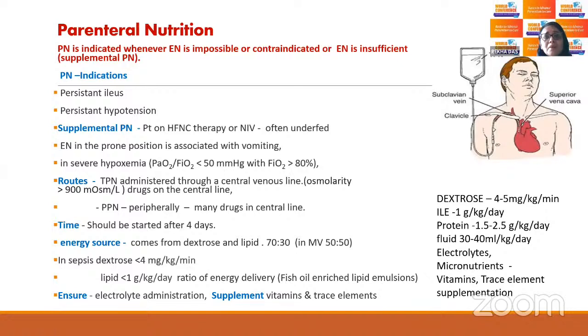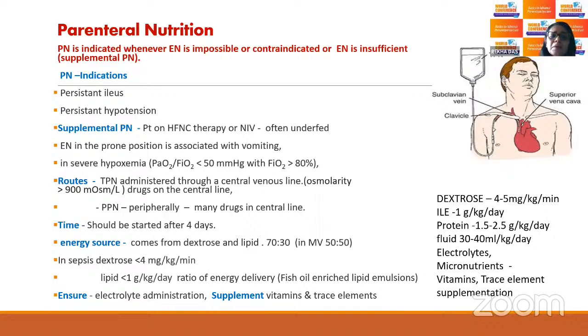Or if you are using the peripheral line because your central line is clustered with many drugs, then you have to see that your osmolality is less than 900. It should be started after 4 days, not earlier. And the energy source here comes from the dextrose and lipid, and you have to maintain a ratio of 70:30 or 50:50 if the patient is mechanically ventilated.